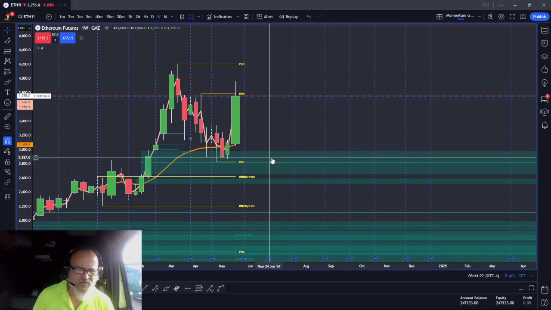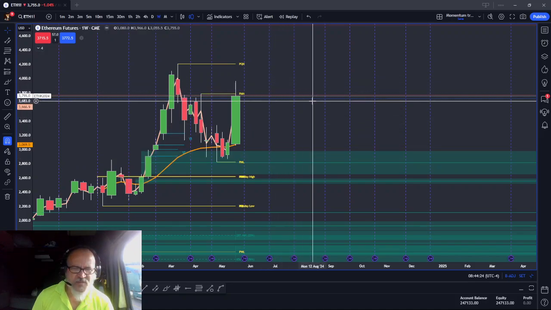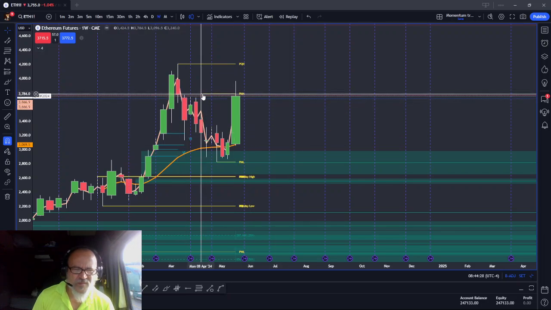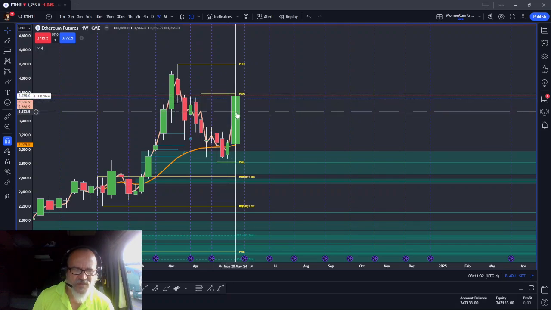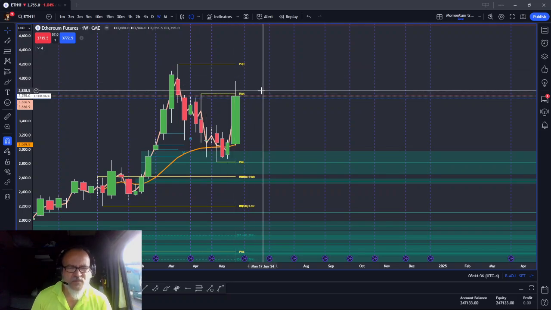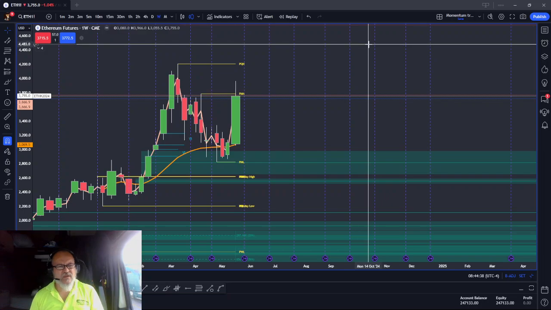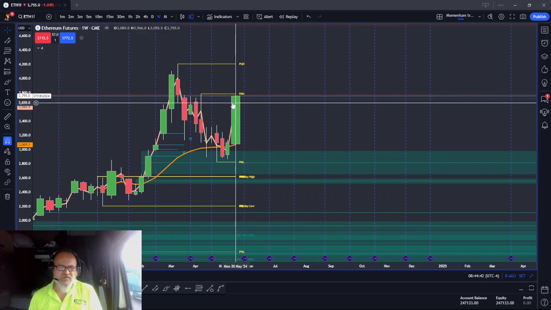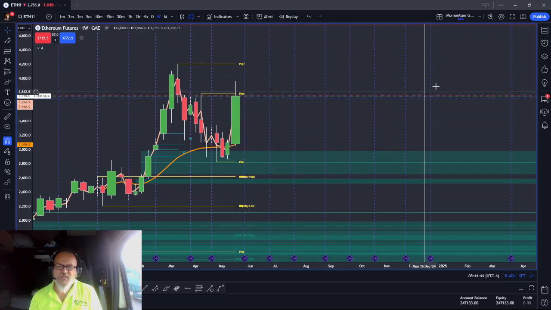This just cleared out a volume imbalance and then had displacement to the upside with market structure shift. No, not quite. Didn't close, but very close. We'll have to see what happens there. That's on the weekly, but that looks pretty strong for a continuation next week.